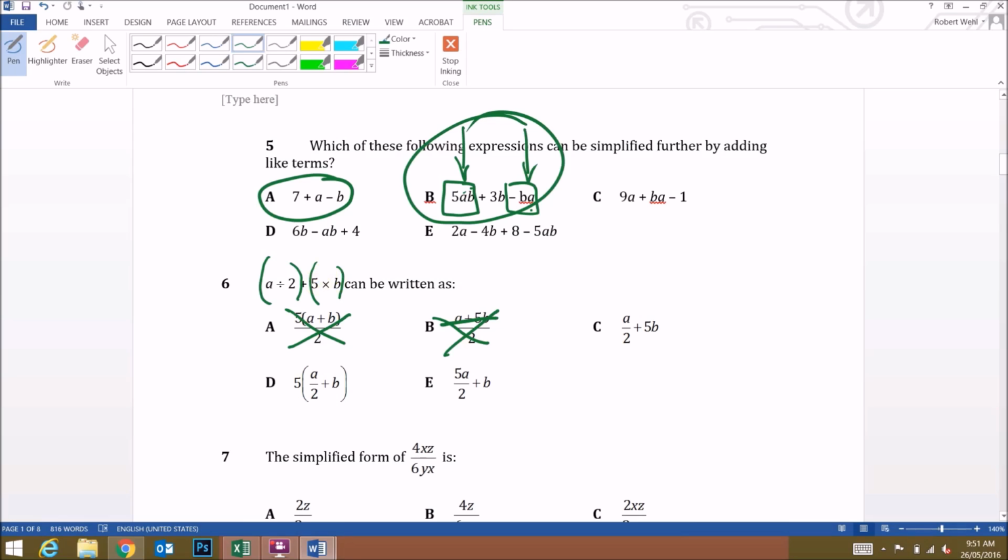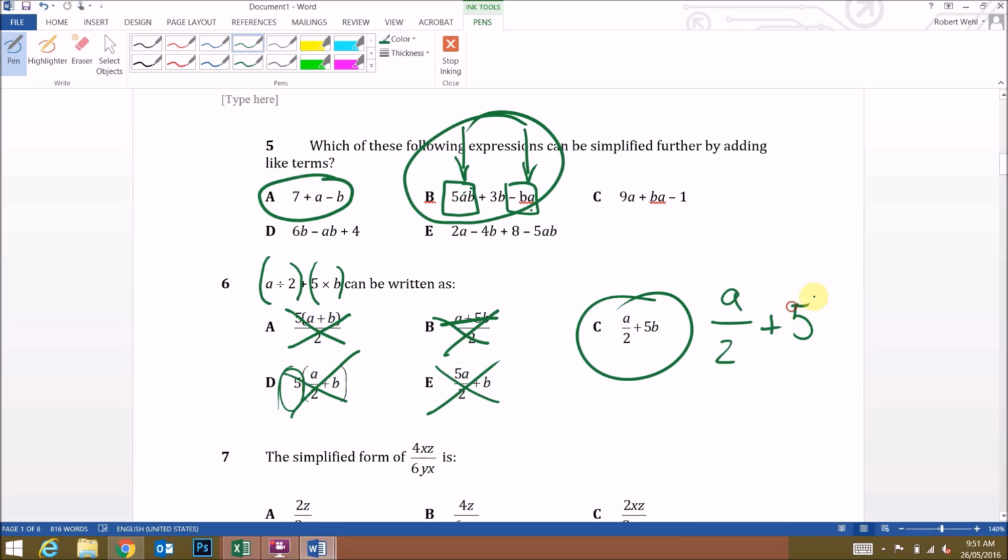Then we also need to make sure we multiply B by 5. So we're looking for a 5B. That's incorrect. Even though we're multiplying by 5, you're multiplying the fraction by 5 as well. It's not 5A, it's 5B, which leaves us with C. That's exactly what it says. It says A divided by 2 plus 5 times B. So C is our answer.